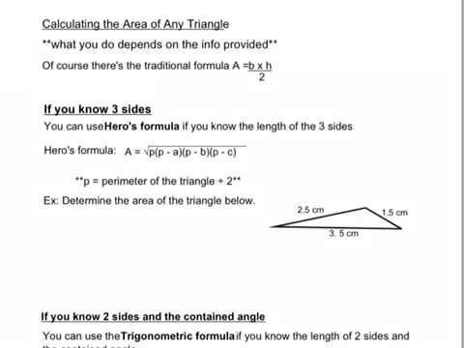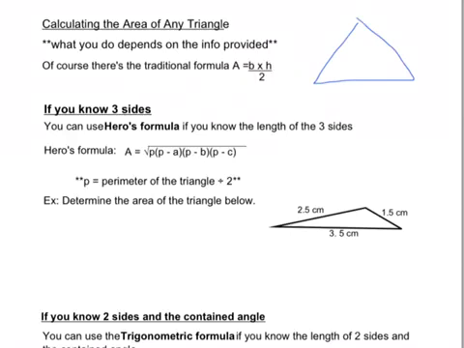In today's lesson, we're going to learn two new ways to calculate the area of a triangle. First of all, I just want to remind you that the traditional way that we've been using to find the area of the triangle is this. Area equals base times height divided by 2.